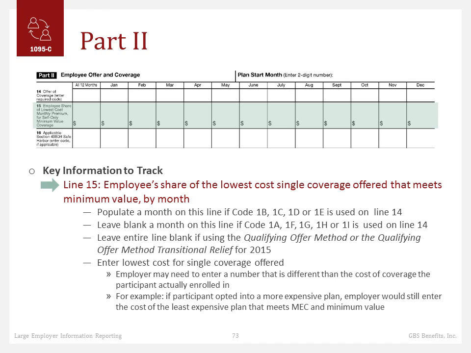This means an employer may need to enter a number that is different than the cost of coverage that a participant is actually enrolled in and paying for. For example, if a participant opted into a more expensive plan, an employer would still enter the cost of the least expensive plan, again for single coverage, not family, that meets minimum essential coverage and minimum value.